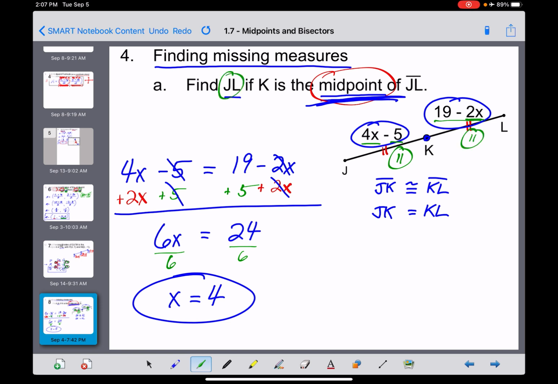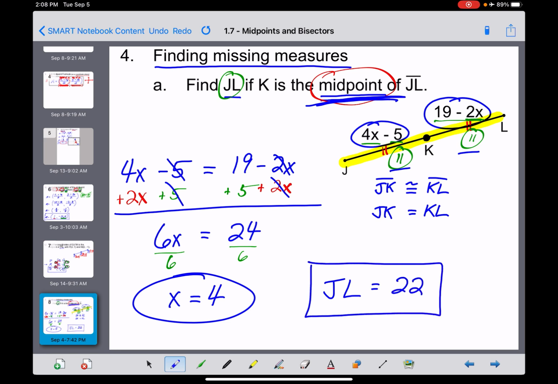But we were asked to find the measure of JL, which is the length of the entire piece. How are we going to do that? We're going to add the 11 and the 11 together and answer the question now. JL is equal to the sum of 11 and 11. JL is equal to 22, and that would be the actual answer to this problem right here.